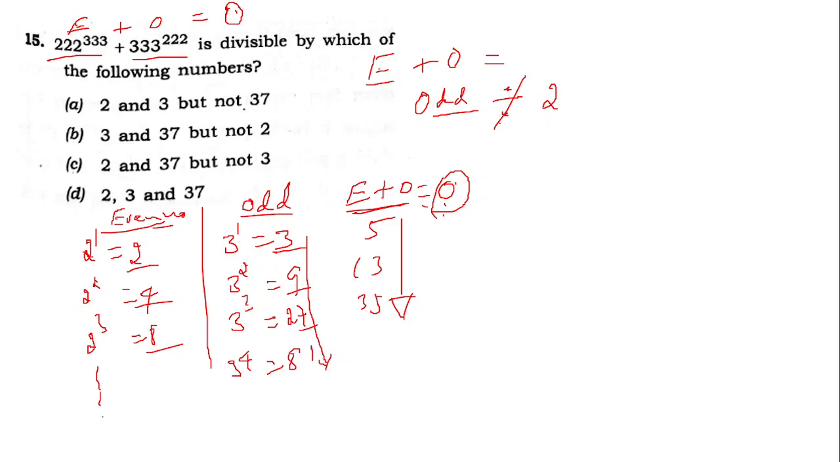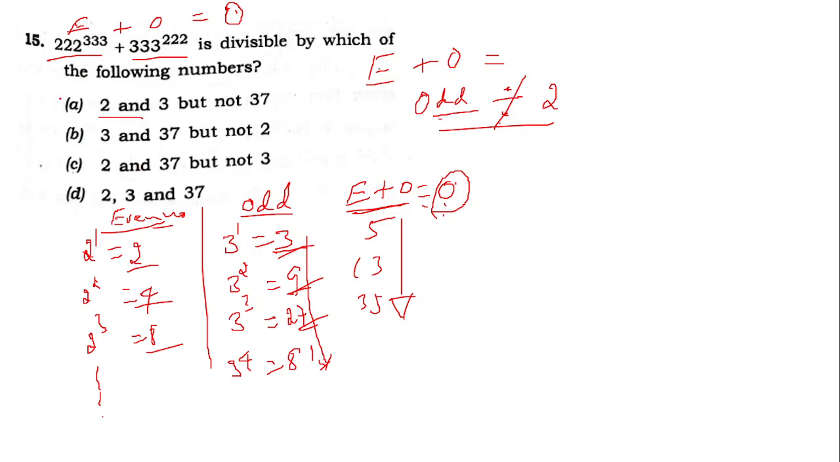I will not check every option here. I'll just see if 2 is there, that is not my answer. As simple as that, because an odd number can never be divided by 2. Can we divide 3 by 2? Not possible. 9 by 2, 27 by 2, 81 by 2. Never. It is not possible. So I'll simply remove the option which has 2.